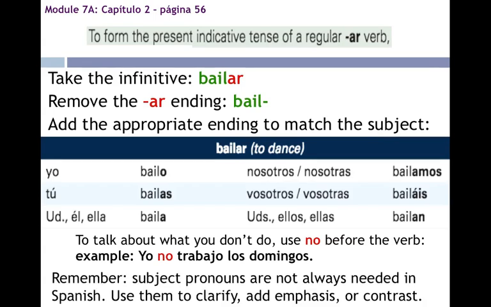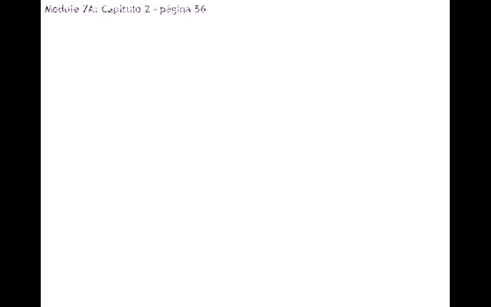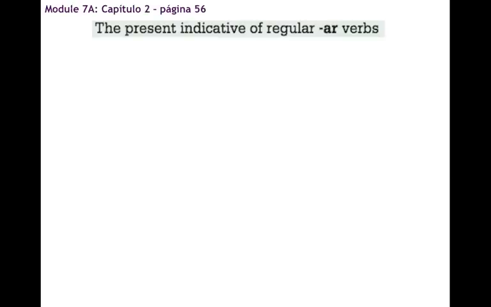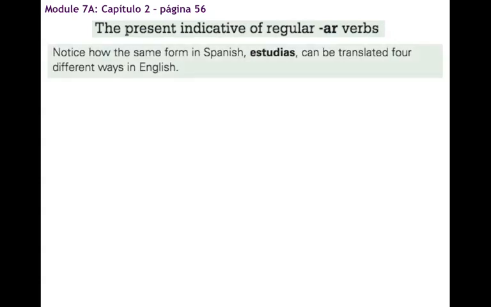And remember that subject pronouns are not always needed in Spanish. For the yo form, if you see bailo, you know it's talking about yo. If you see bailas, you know that's talking about tú. And sometimes they're used for stress or for emphasis. So notice how the same form in Spanish, we're going to look at the example once again of estudias, can be translated 4 different ways in English.